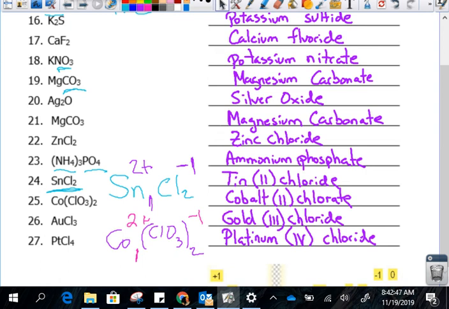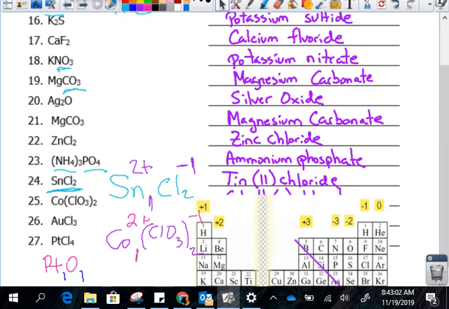If that had been platinum and oxygen, 1 platinum, 1 oxygen, go to the periodic table, find that oxygen is a -2, well then platinum has to be a +2. If platinum loses 2, oxygen's gaining 2. Make sure you check the charges on the periodic table.